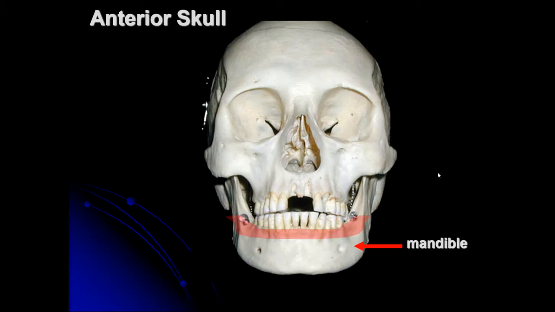So if you look at this bone, the most obvious thing about it is that there are teeth. Each tooth fits into a socket, and the socket is called an alveolus. And so the whole area where these sockets are is called the alveolar process, or alveolar margin.